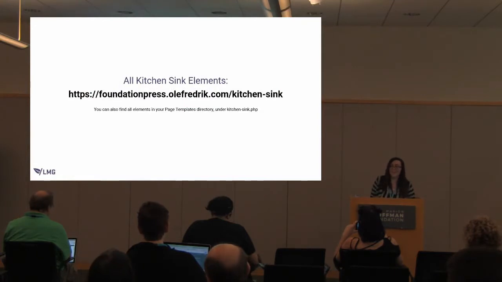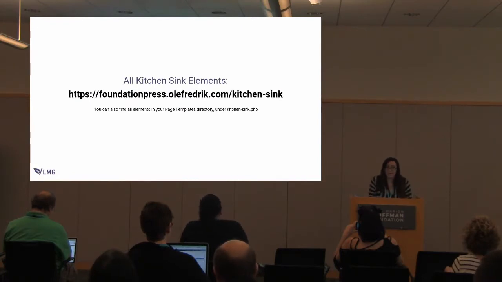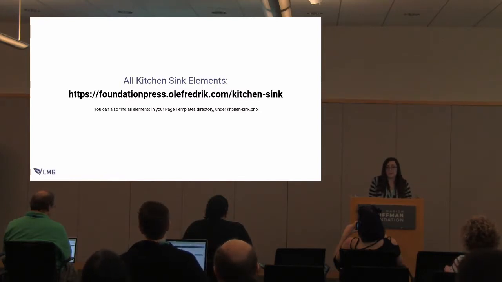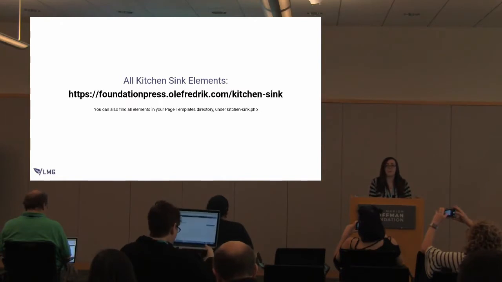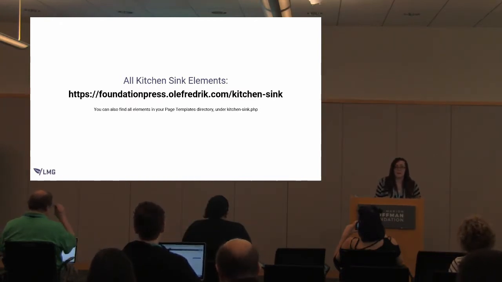You can find all of the elements at this link here. I've also added that to my blog post. There's also a whole list of all of them within your FoundationPress theme. Under the page templates directory, you'll see a file called kitchensink.php. What you can do is copy and paste from that file, add it wherever you'd like on your website, and then customize it as you need.